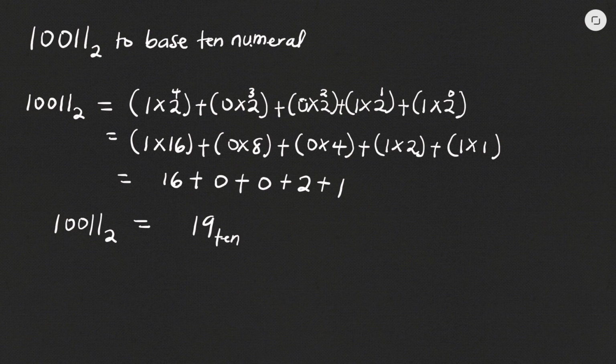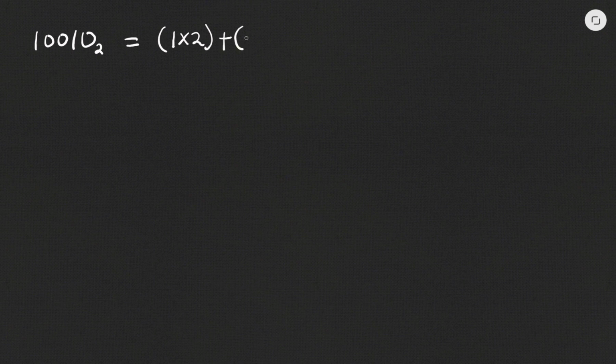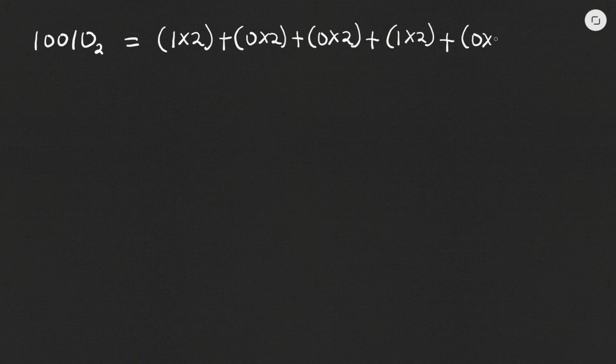All right, so let's have a look at another similar question in base 2 as well. So we are to convert 10010 base 2 to base 10. All right, so we do the usual. So 1 multiplied by the base, which is 2, plus 0 multiplied by the base, plus 0 multiplied by the base, plus 1 multiplied by the base, plus 0 multiplied by the base.